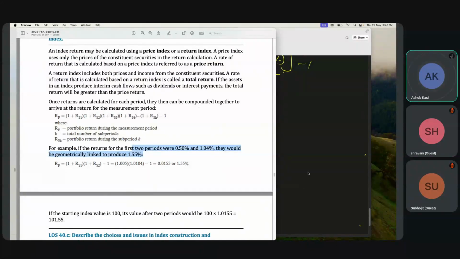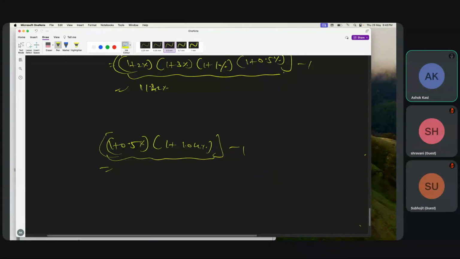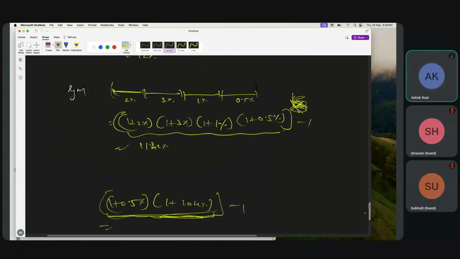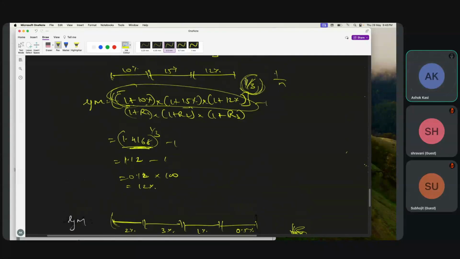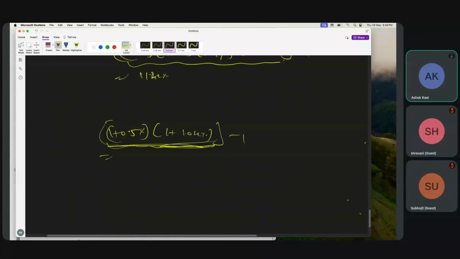Within 1 year, or overall, if you want to do the returns also, you don't want to annualize. The first one we have annualized. Generally we annualize, but if it is within 1 year, we don't annualize. Just calculate this.